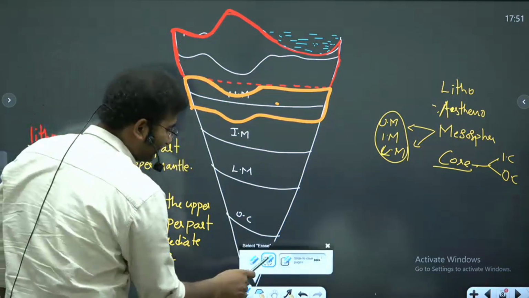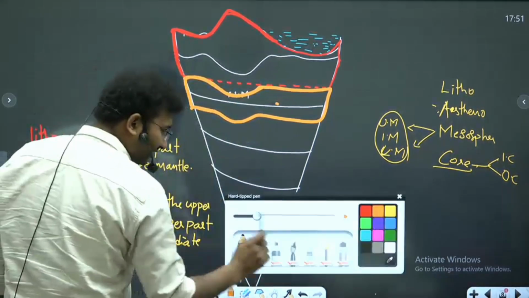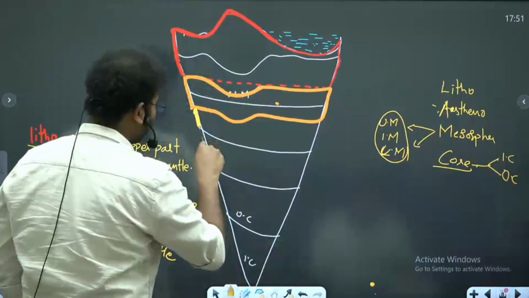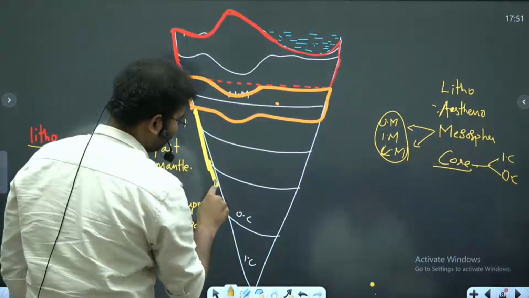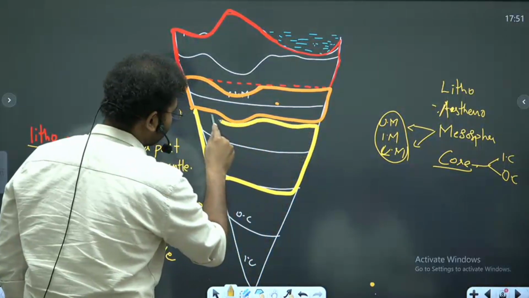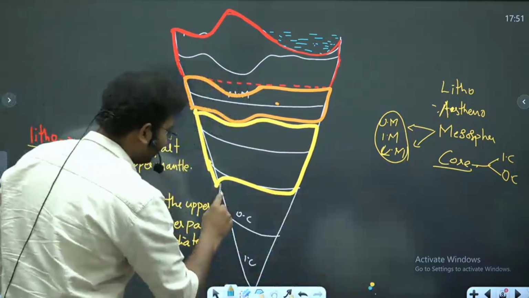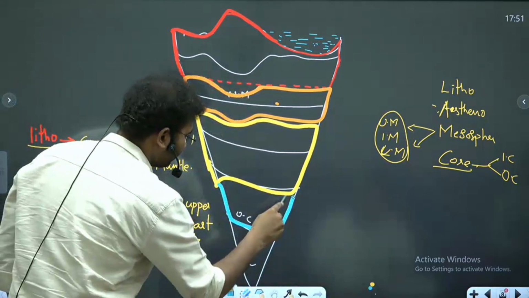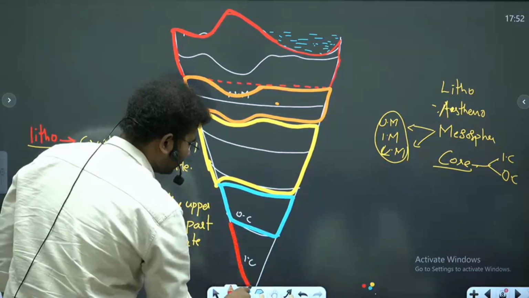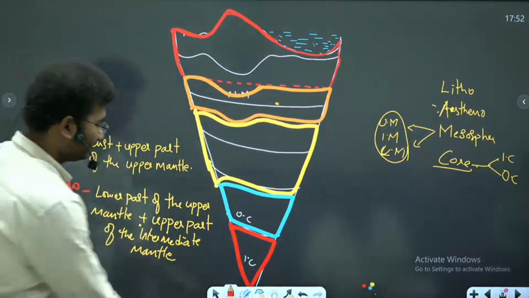Now see here, these are mantles. Okay? These are mantle. From here on, you will call this as mesospheric mantle. That means this part of the layer is called as mesospheric mantle. This is your outer core, which is liquid in nature. And this is your inner core, which is solid again. Got it?